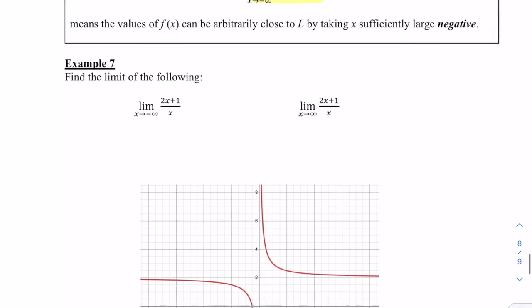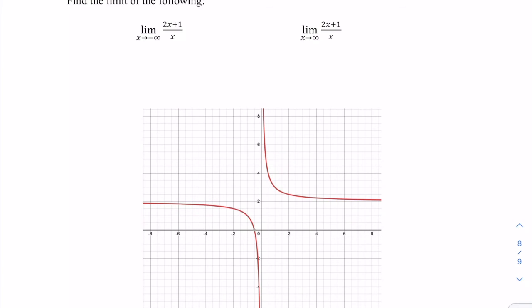So what that looks like is if we have this function 2x plus 1 over x. So you can see that we're going to have that horizontal asymptote at y equals 2. So the limit as x approaches negative infinity will be equal to 2. And the limit of the function as x approaches positive infinity will also equal 2.